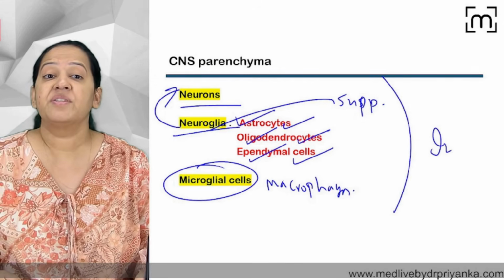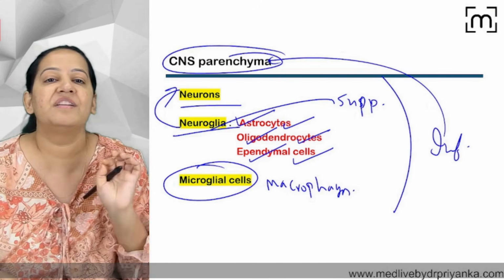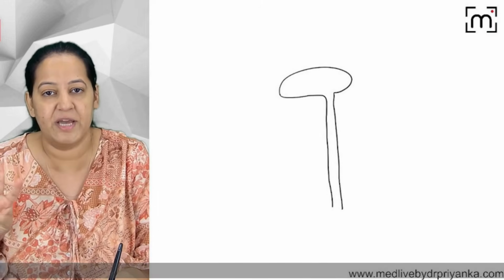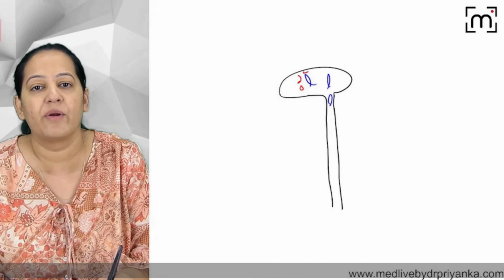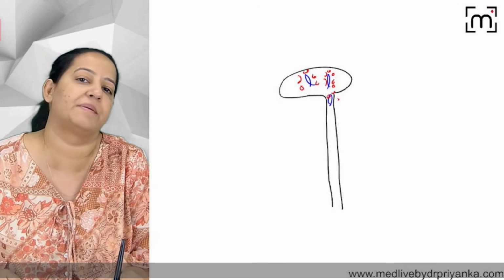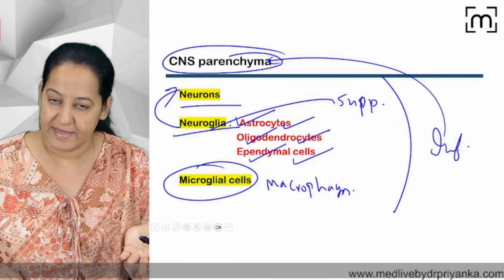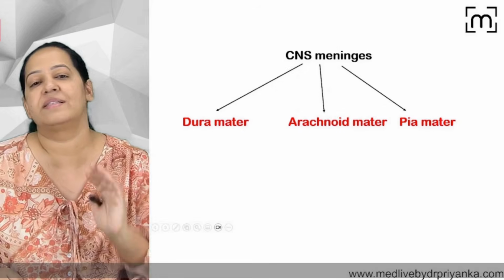So if inflammation is occurring in any of them, that is, inflammation is occurring in the parenchyma, it is known as encephalitis. There are three types of cells. Suppose these are the neurons. The supporting cell to the neurons is neuroglia. They are present around the neuron. They can be astrocytes, oligodendrocytes, or ependymal cells. And the third cells are the macrophages of the brain, known as microglial cells. They are the main content of the central nervous system.